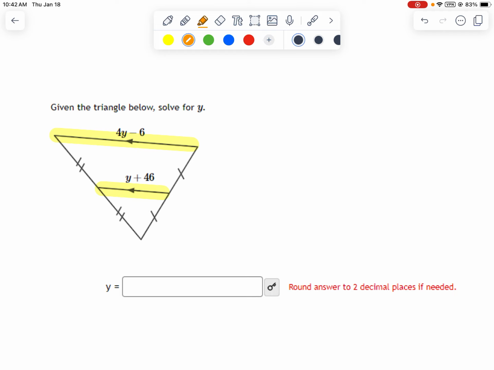Well, we need to set up a relationship between where we see the y's. How do the two yellow segment lengths relate to each other? Let's look at the other parts of the triangle. We see these single dashes. In geometry, that means these lengths are congruent, or the same as each other. So this length from there to there is the same as that length.